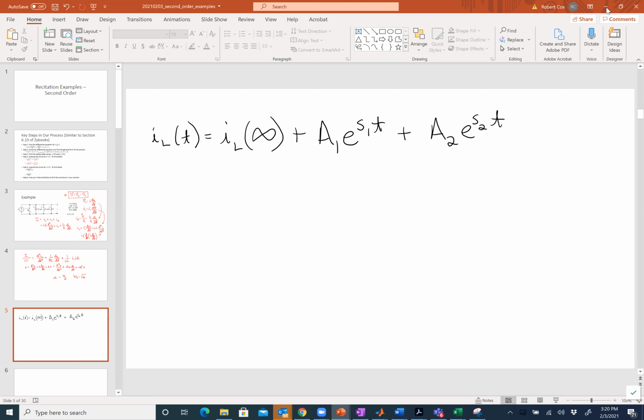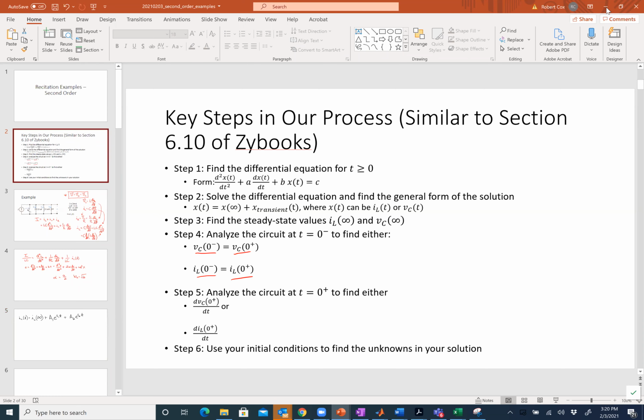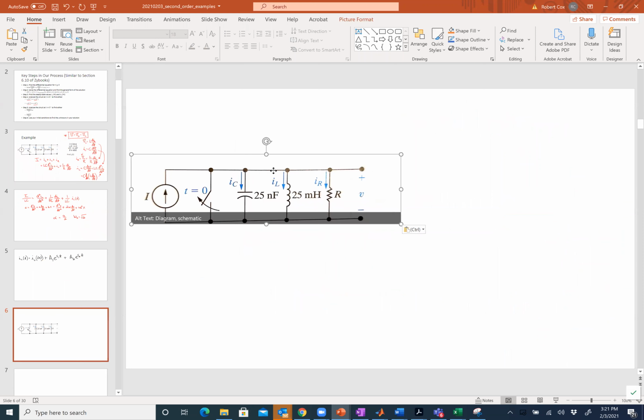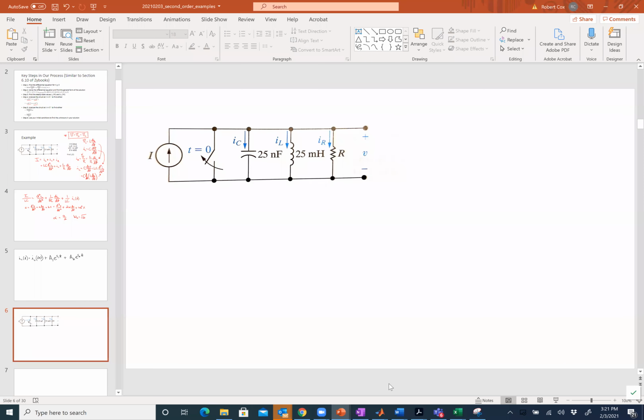Okay. All right, so I finished step 2. So now I've got to go to step 3, which is to get the steady state values, IL infinity, VC infinity. In this case, I don't need VC of infinity, but I'm going to try to see if we can figure it out anyway. All right, so here's our circuit. Let's drop it here, okay? So what do I do in this step? How do I figure out IL of infinity and V of infinity? What's the approach?